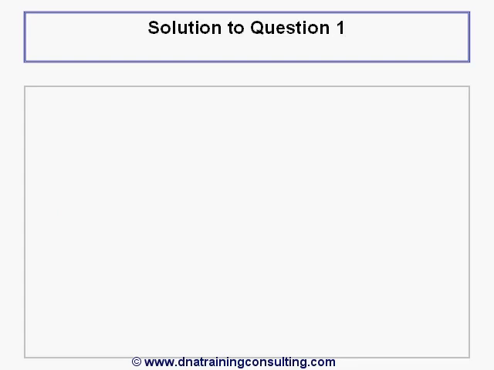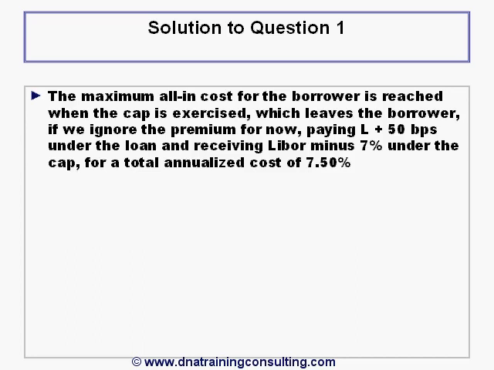Solution to question 1. The maximum all-in cost for the borrower is reached when the cap is exercised, which leaves the borrower, if we ignore the premium for now, paying LIBOR plus 50 basis points under the loan and receiving LIBOR minus 7% under the cap for a total annualized cost of 7.5%.